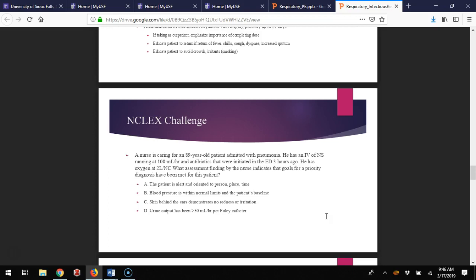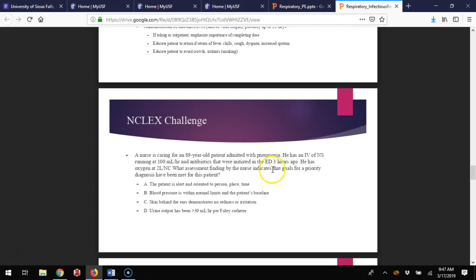So A, patient is alert and oriented to person, place, and time. B, blood pressure is within normal limits in the patient's baseline. C, skin behind the ears demonstrates no redness or irritation. And D, urine output has been greater than 30 mils per hour per Foley catheter.